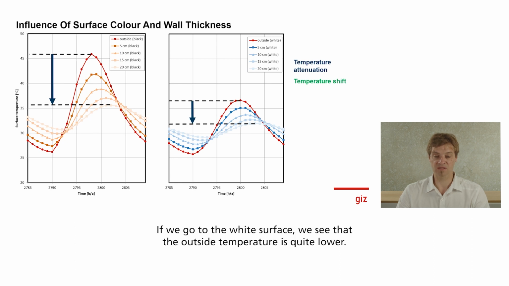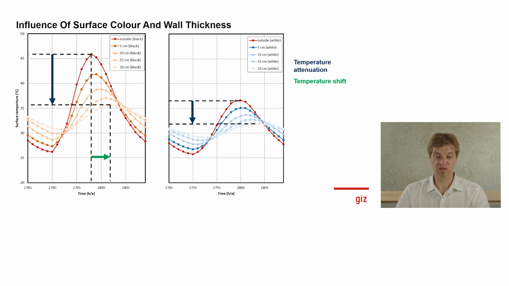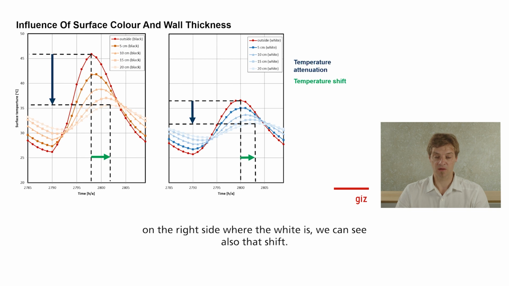If we go to the white side, we see that the outside temperature is quite a bit lower, around 37 degrees, and also the inside temperature, so the attenuation is not as big, but we are on a lower level, around 32 degrees Celsius. And we can also see the maximum is shifted. On the left-hand side, the shift is around 2 hours, 1.5 hours, and on the right side where the white is, we can also see that shift, it's a little bit slower.